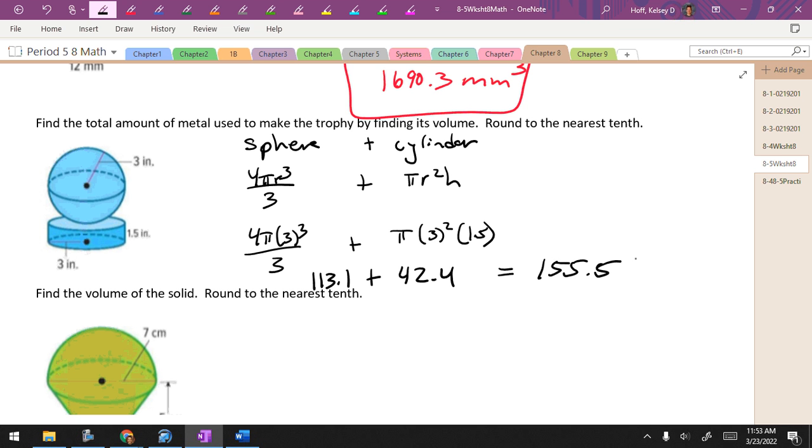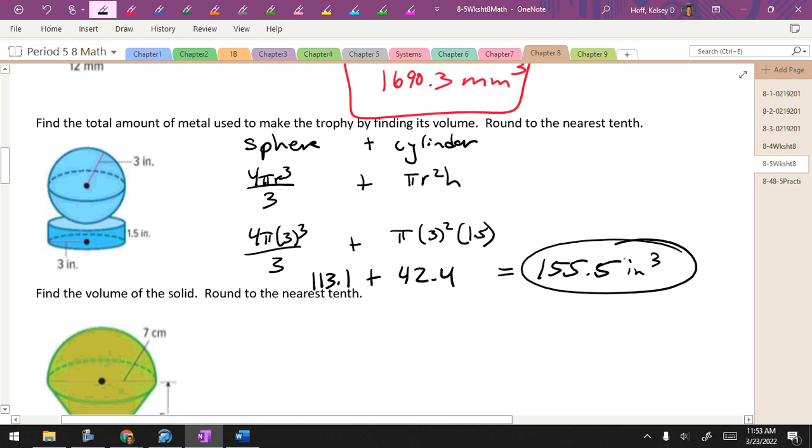I got 155.5. What would my label be? Inches cubed. If I had to throw an answer out there, I would say the sphere formula was the one that was most commonly missed on the test, which also impacted the hemisphere.